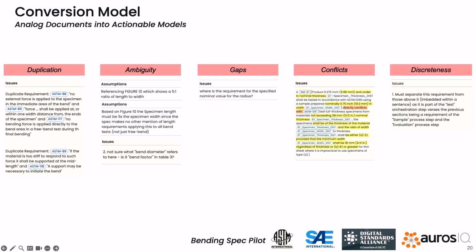Yep. And then the last one is discreteness. So when we were talking about grouping earlier, this was a really interesting example for me out of the SAE spec. They had a paragraph, which, by document structure, that's one KPAC. But the first portion of the paragraph had to do with creating the sample. The middle of the paragraph had to do with the examination of that sample after the bend test, so a pass-fail requirement. And the end of the paragraph had to do with how to actually perform the test, at what room temperature to do the test.